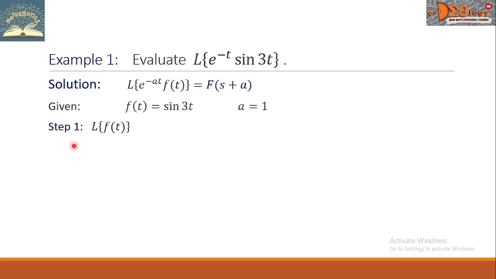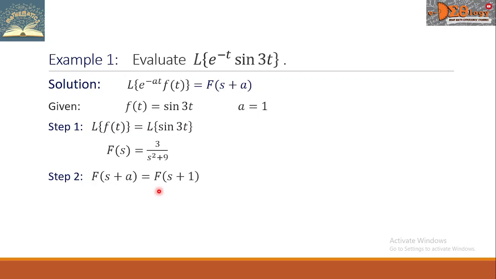Now for step 1. Let us evaluate the Laplace transform of the function f of t. Our f of t here is sine 3t. Then the Laplace transform will be 3 over s squared plus 9, which means this is our function capital F of s. So for step 2, we will evaluate the function with respect to s plus a. Remember, in the beginning, our a is 1. So the function will be evaluated with respect to s plus 1.